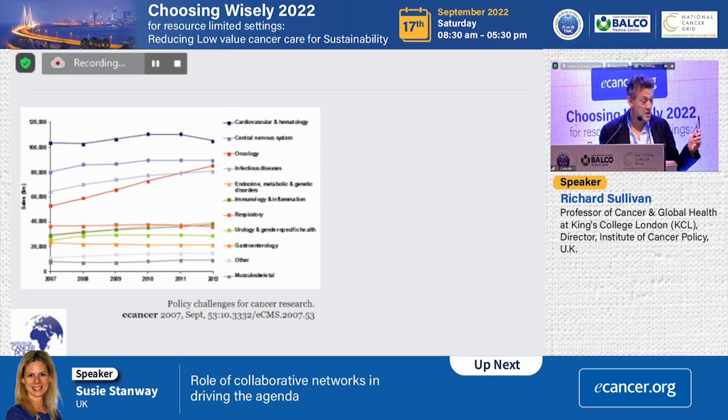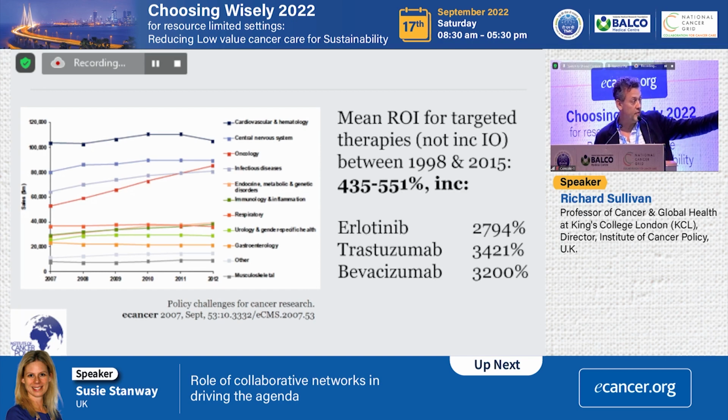Now, I'll show you some data, which is not in the public domain yet, but it's an analysis of SEC filings, Security and Exchange Commission filings, looking at return of investment for targeted therapies. And I'm not including IOs in these. The analysis, when it comes out, shows 435 to 551%, both the median and mean return on investments for cancer drugs.